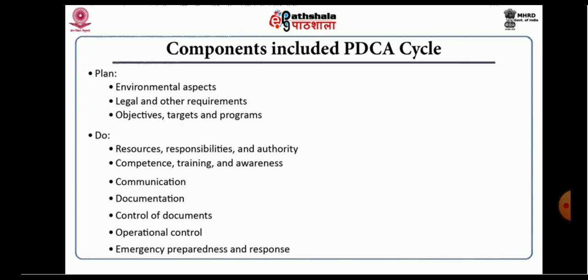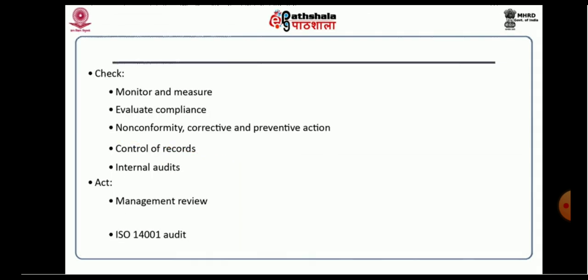Under the PDCA cycle we have another thing called check. Check in the sense monitor and measure, evaluate compliance, non-conformity, corrective and preventive action, and control of records. The last one in check is called internal audit. The name itself we can understand: monitor and measure in the sense we have to monitor all the processes, and evaluate the compliance, control of records and internal audits.